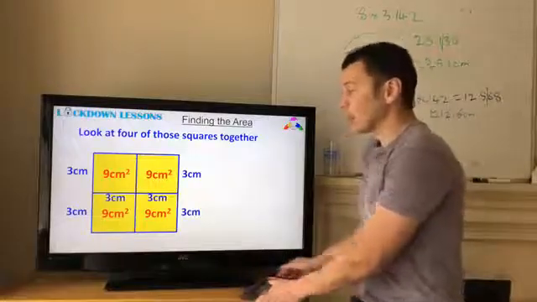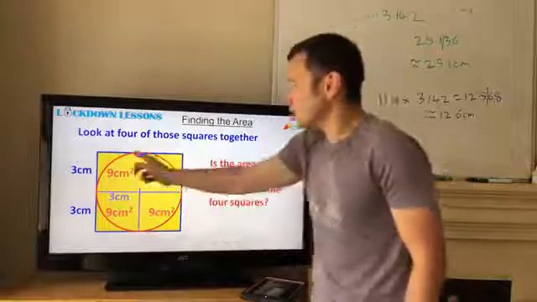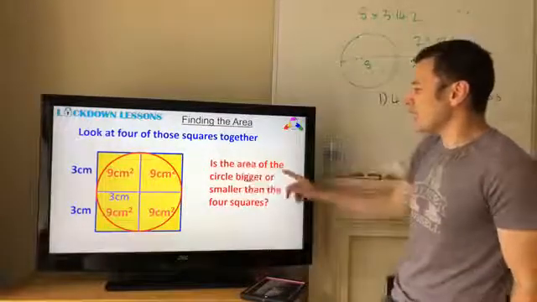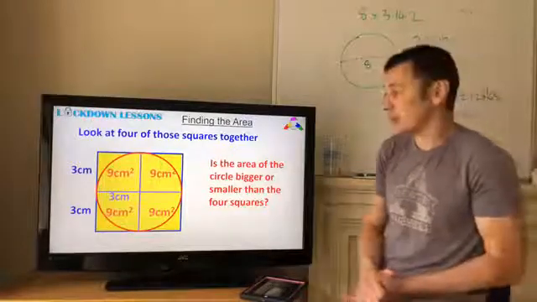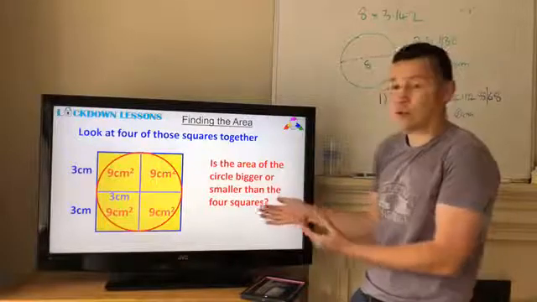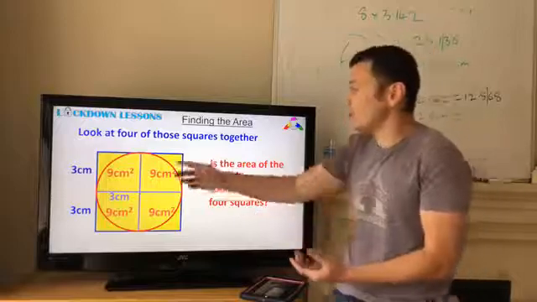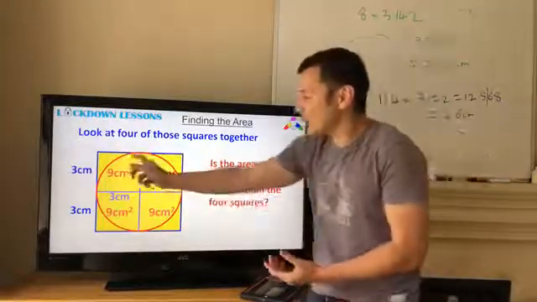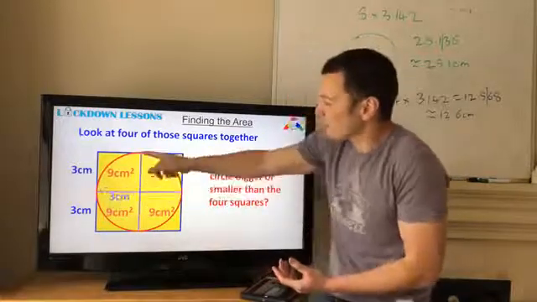Okay? So I'm now going to put a circle around this. So is the area of the circle bigger or smaller than the 4 squares? Okay? Is it bigger or smaller than the 4 squares? Okay, good. It's smaller, isn't it? This is smaller than the squares. We know that.